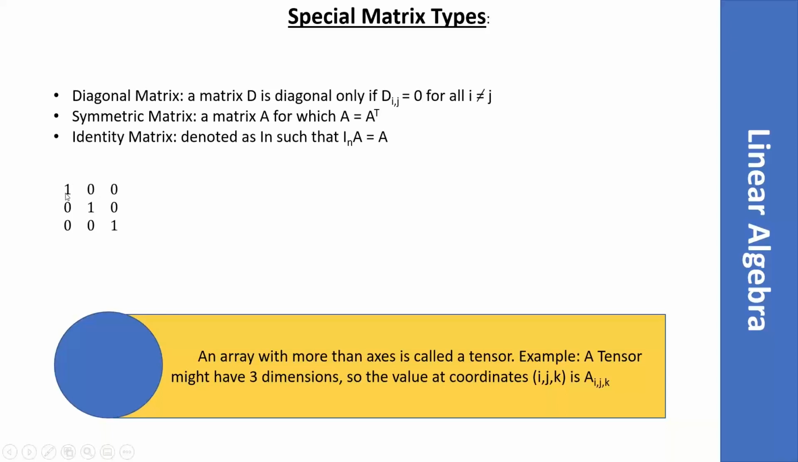So i is having a certain number and j is having a certain other number, and dij equals 0. If you have the diagonal of this matrix, you just get 1, and all the rest, apart from this diagonal, would be 0. A symmetric matrix is one where even if you take the transpose, it will still be the same. That is a symmetric matrix. An array with more than one axis is called a tensor. An array with more than two axes is called a tensor. A tensor might have 3 dimensions, so that the value of coordinates ijk is aijk.